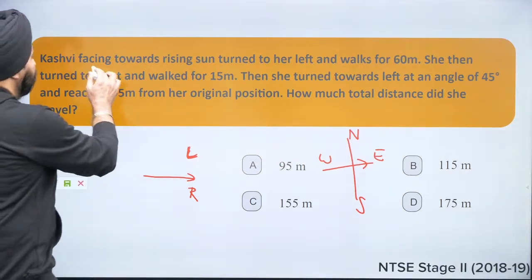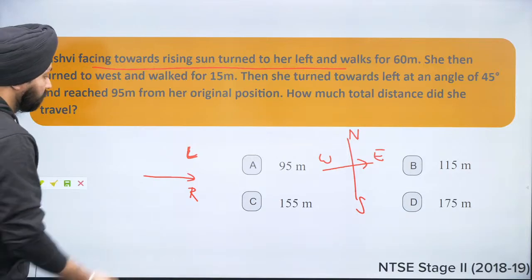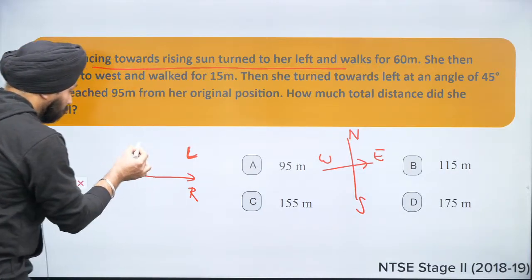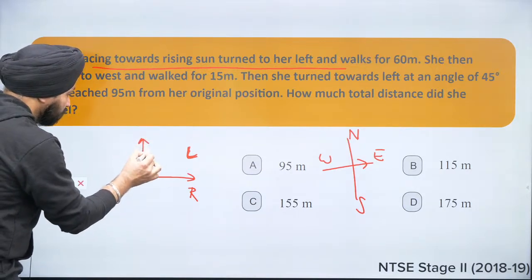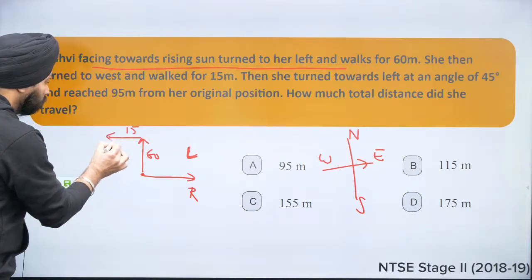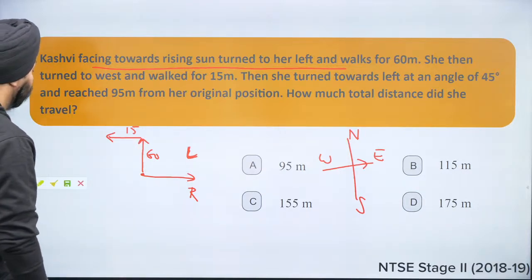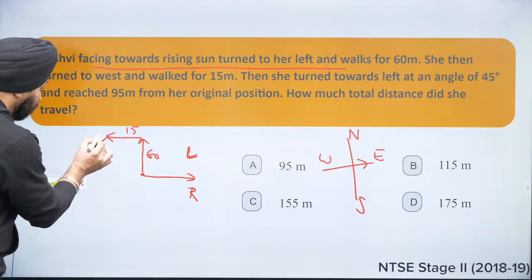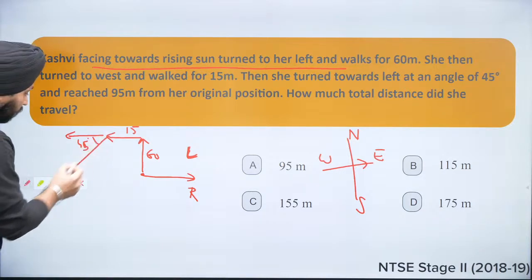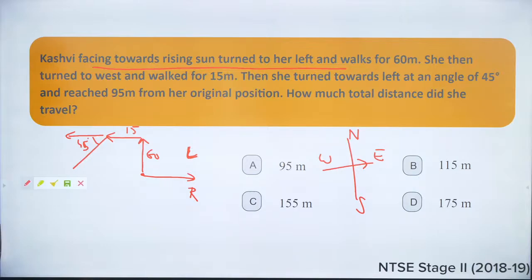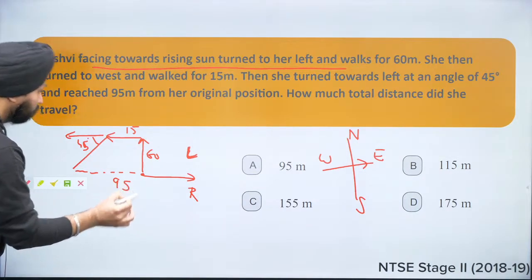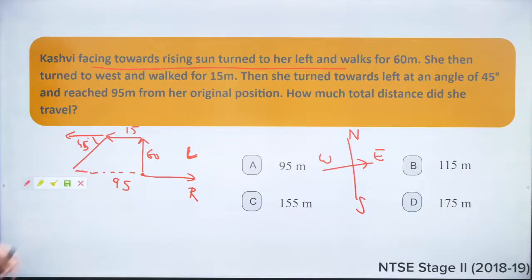Now what's the question? Facing towards the rising sun, turned to her left and walked for 60 meters. That means she turned left this way, 60 meters. So the diagram goes something like this: this is the starting position, this is 60. Then she turned to the west and walked for 15 meters. Then she turned towards left at an angle of 45 degrees. Always measure the angle with your original direction, according to the direction you are going. Then she reached 95 meters from the original position. How much total distance did she travel?